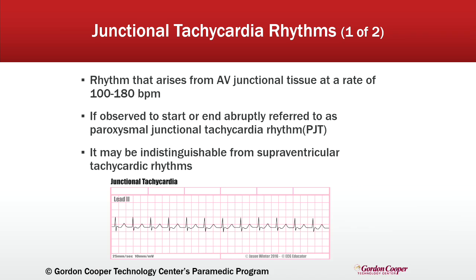Now junctional tach. Junctional tach is a rhythm that originates from the AV junctional tissue at a rate of 100 to 180. If this rhythm starts or ends suddenly, it's called paroxysmal junctional tach, sometimes referred to as PJT, and sometimes it's difficult to distinguish from SVT. That's because as it gets squished together in SVT, you're not going to see a P wave, as well as here, you're not going to see a P wave. So they both share similar characteristics: heart rate, often an abrupt onset or termination as well.